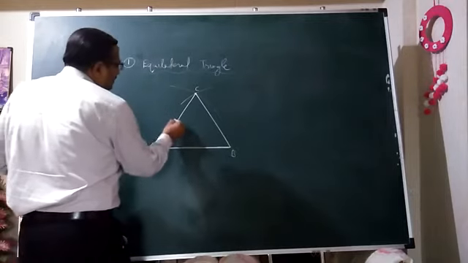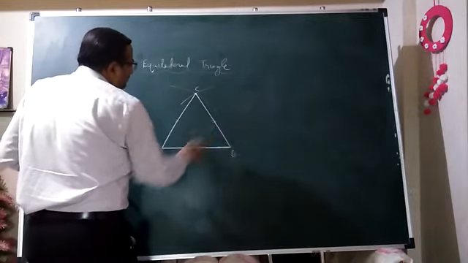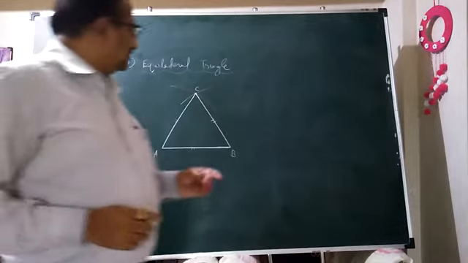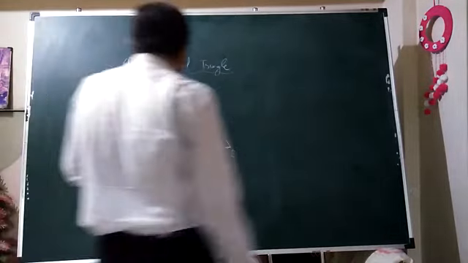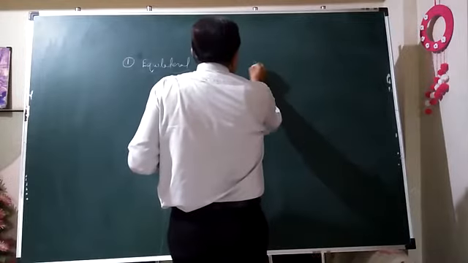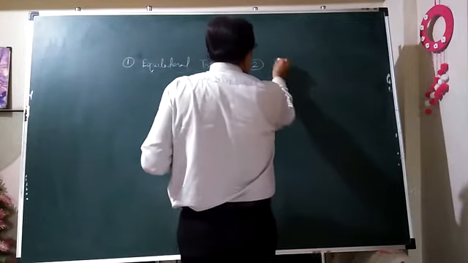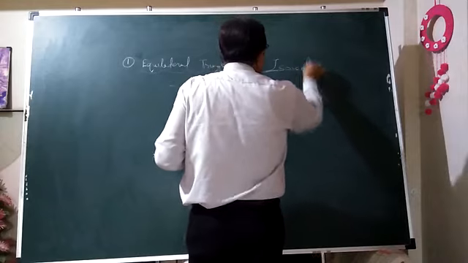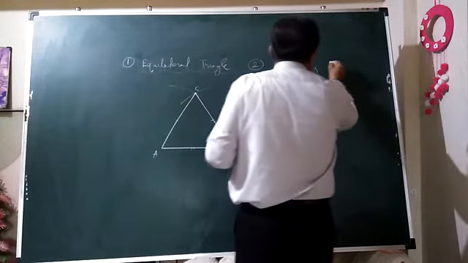All the three sides are of the same length. So naturally all the three angles are of 60 degrees. Okay, this is all about the equilateral triangle. The second, isosceles triangle. Isosceles triangle.